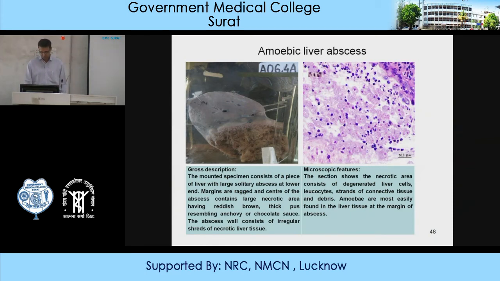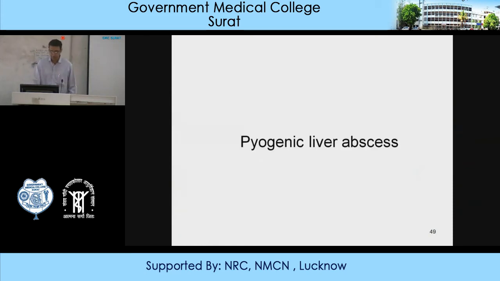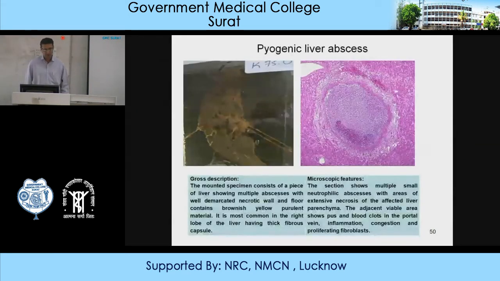Now pyogenic liver abscess. Gross examination: the mounted specimen consists of a piece of liver showing multiple abscesses with well demarcated necrotic wall, and the floor contains brownish yellow purulent material. See here there are multiple abscesses with brownish yellow purulent material.